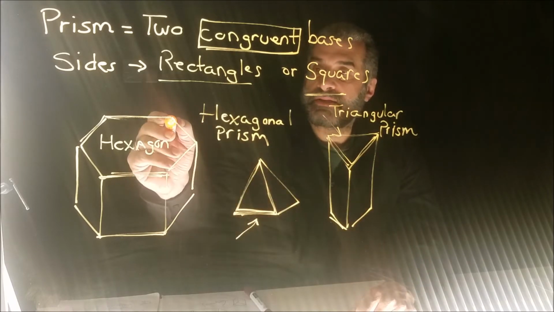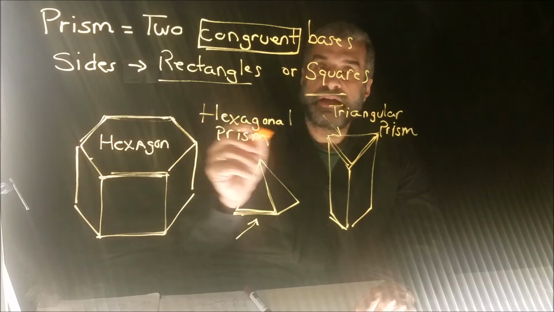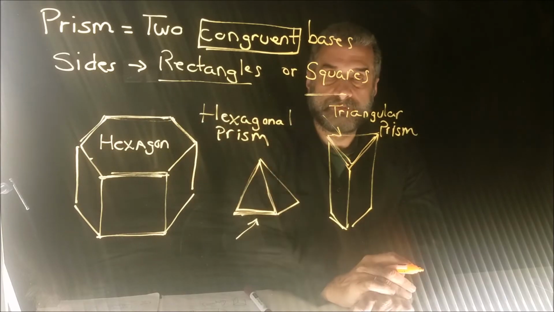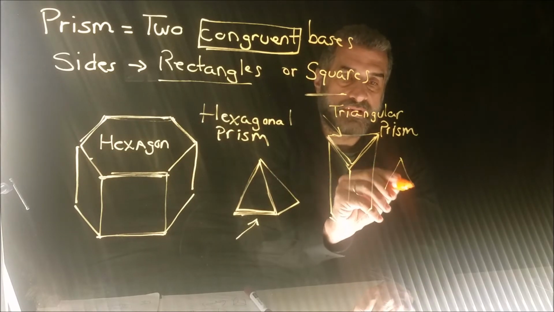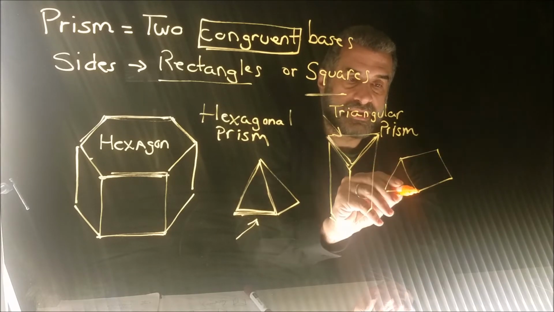As opposed to the hexagonal. See, the hexagonal was a hexagon, and the triangular prism is a triangle. Also can see it like this. Right? Sometimes you see it like this. Looks like a tent.